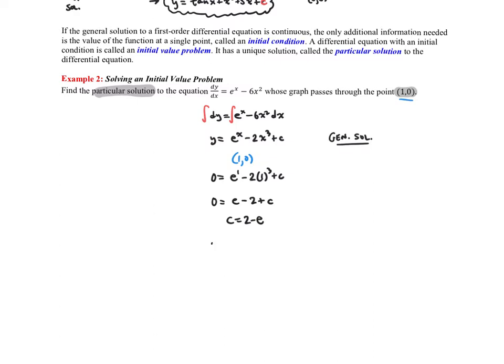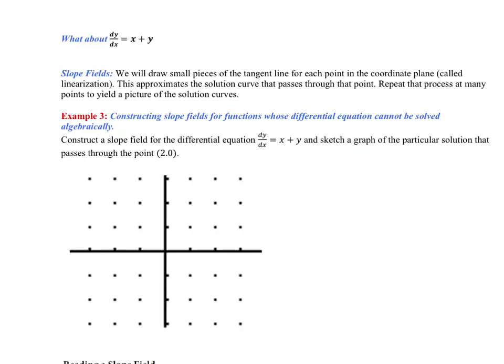Thus, our particular solution in this differential equation would be e to the x minus 2x cubed plus 2 minus e. And there you have it. That is our particular solution to that differential equation. All right, let's continue. At the very top of the page, you can see what says, what about dy dx equals x plus y?